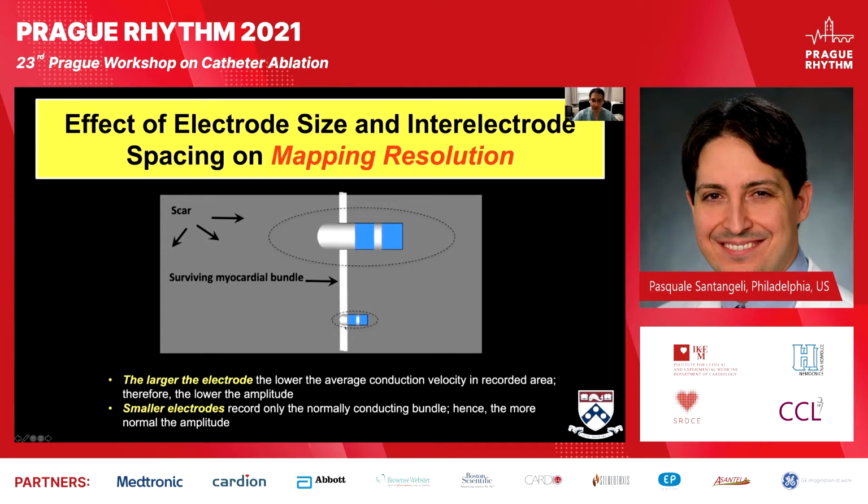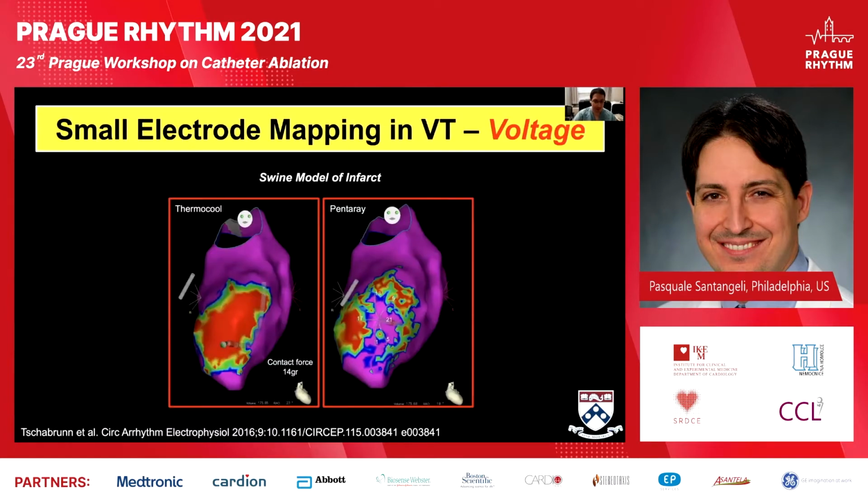A smaller electrode here on the bottom with a tight interelectrode distance may be able to record only the small area of surviving myocardial bundles and display ultimately normal voltage characteristics. This concept has been investigated quite extensively in preclinical models.